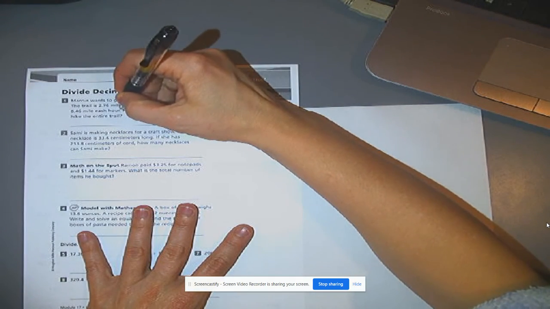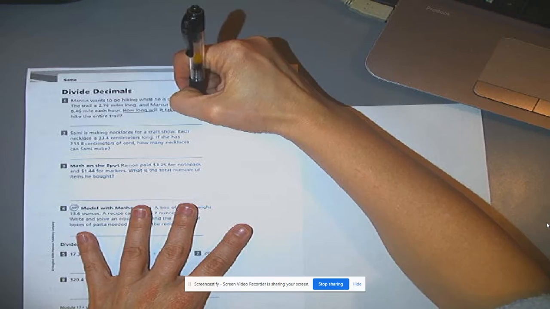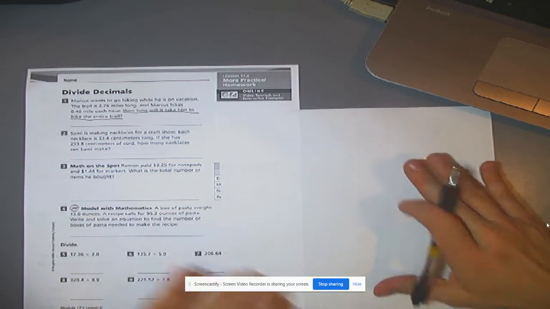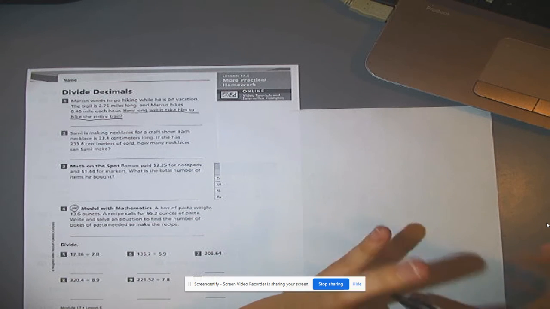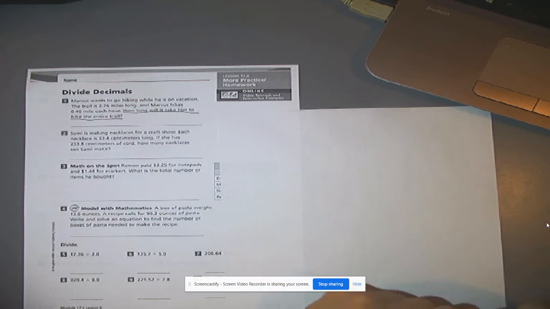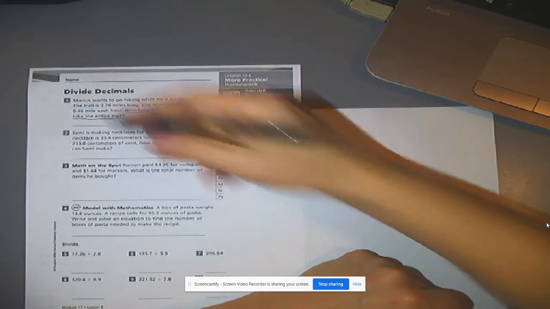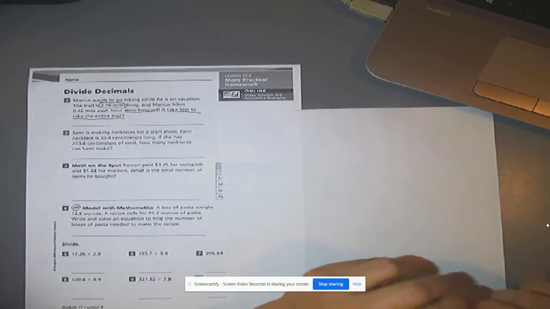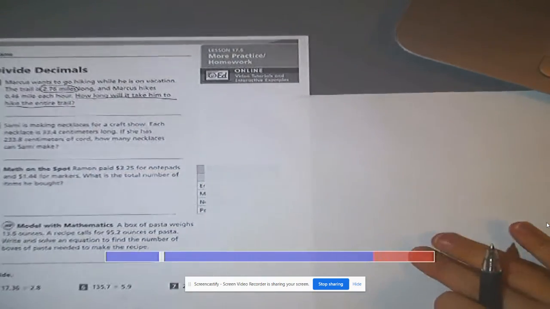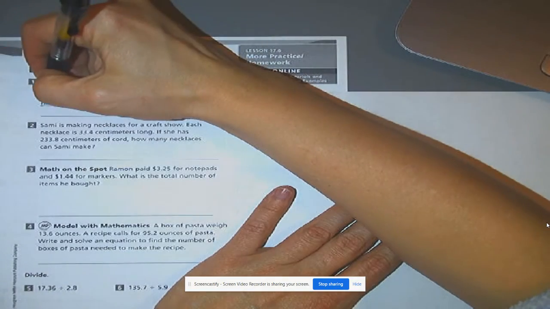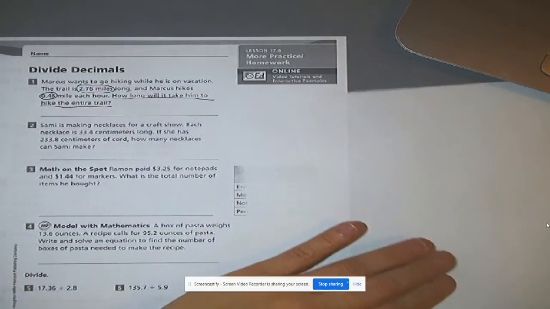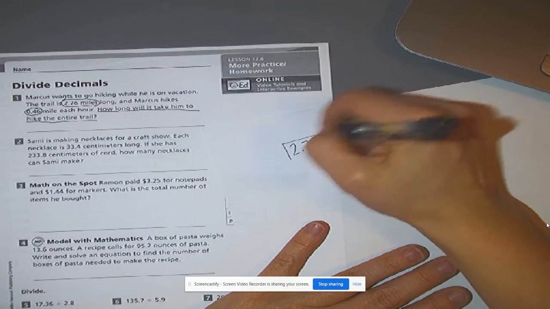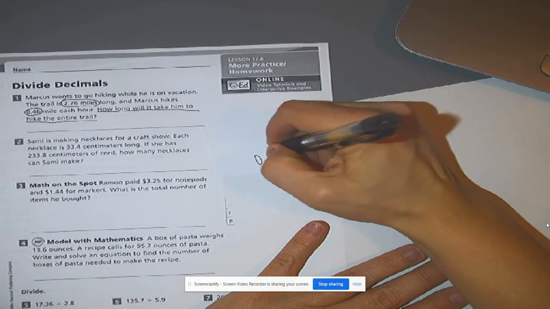Okay, so we want to know how long it's going to take him to hike the entire trail. So what we need to decide is what is our whole, what is our thing that needs to be divided up? It's 2.76, so that becomes our dividend. Okay, well, how many groups is it going to be divided into? 0.46 of a group. So then we know that it's 2.76 divided by 0.46.